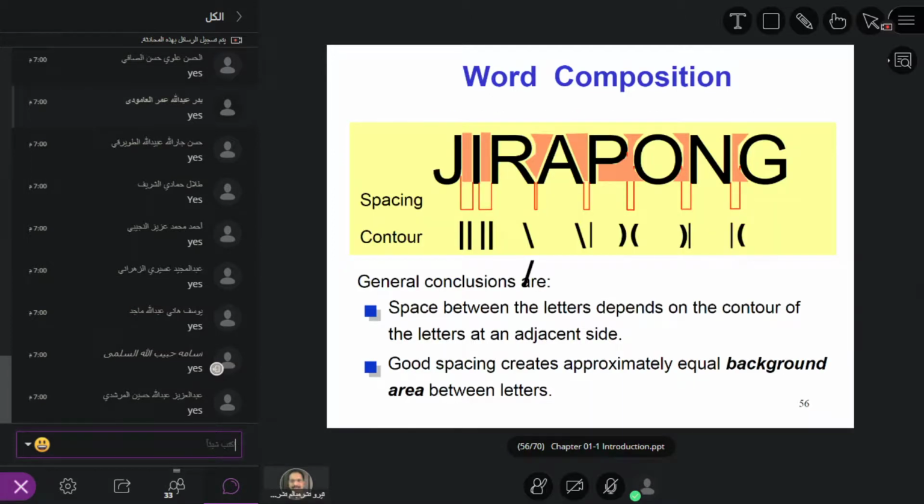Some of the space between the letters depends on the contour. Like this is the contour between them. So good spacing creates approximately equal background area. That is the idea. Suppose this is the contour between the letters. The better practice is that the area should be uniform in between these two. So that is the best way of writing it. I hope you understand what I'm trying to say here.